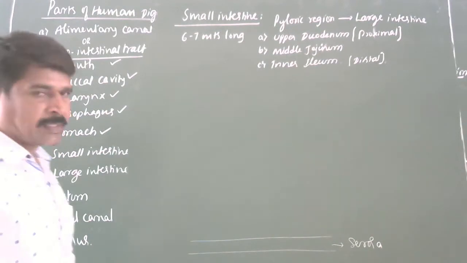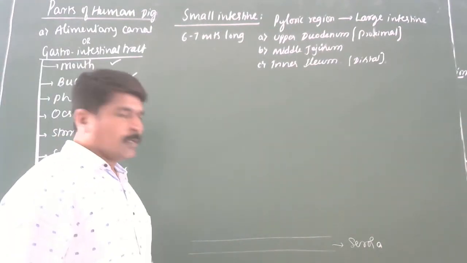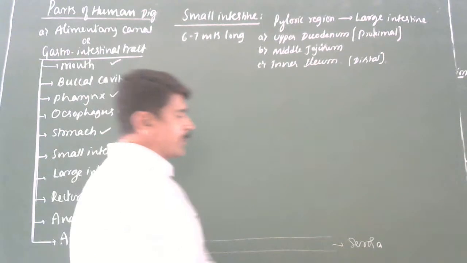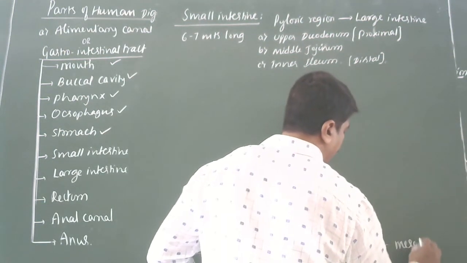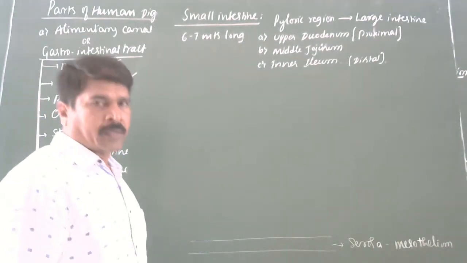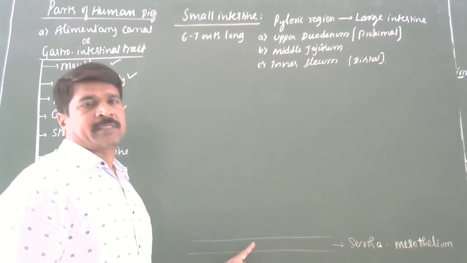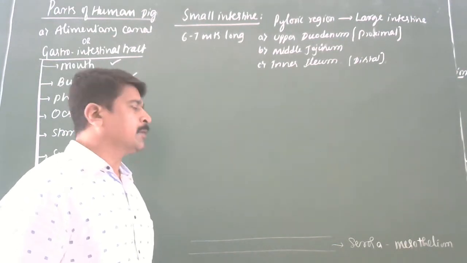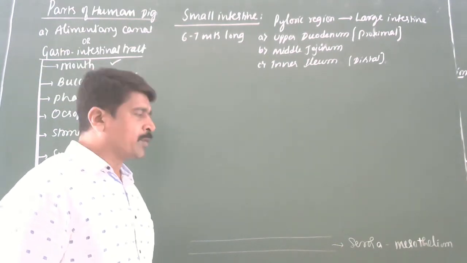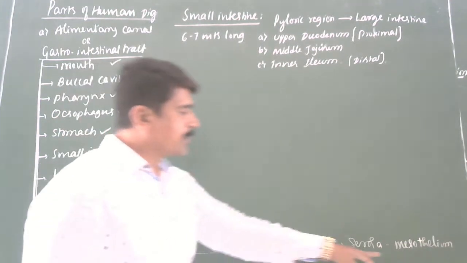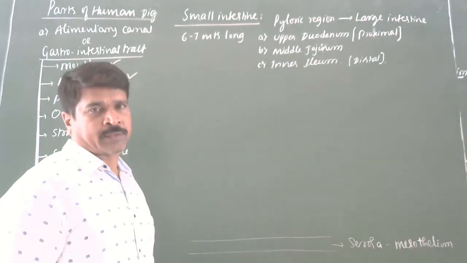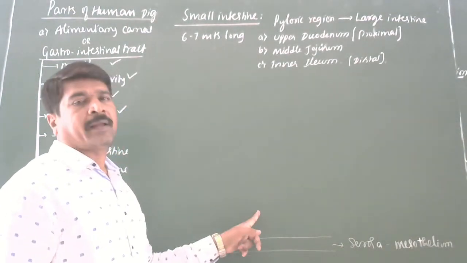This is the outermost layer, made up of loosely areolar connective tissue and covered by simple squamous epithelium, which is called mesothelium. You have to remember this. It always protects the underlying tissues.